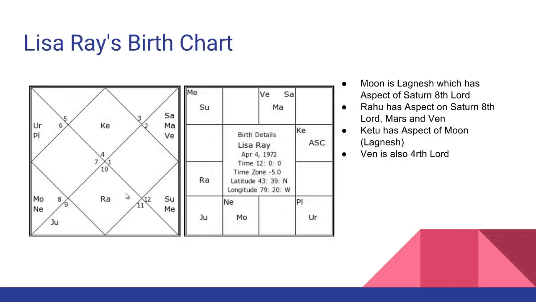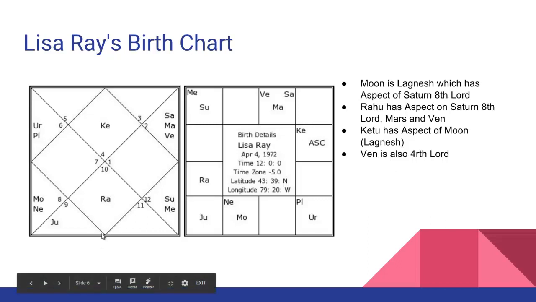The next chart, again picked up from the internet, is for Lisa Ray. Here we can see that Moon is Lagnesh, which is aspected by Saturn, the 8th lord. Saturn, the 8th lord, is in the 11th house and has an aspect on Moon, the Lagnesh. And Rahu has an aspect on Saturn, that means on the 8th lord.